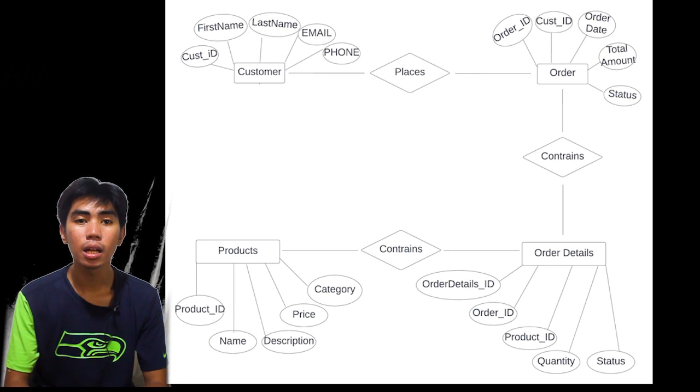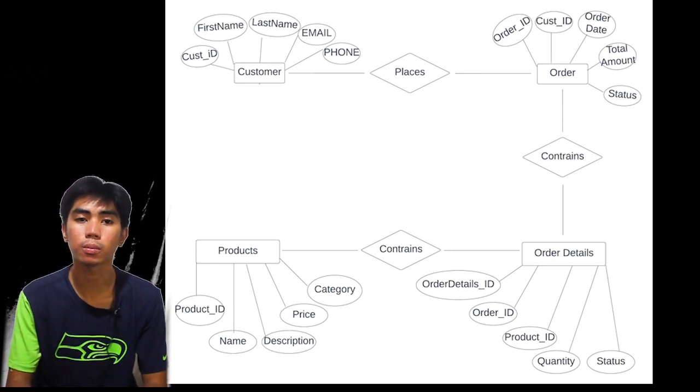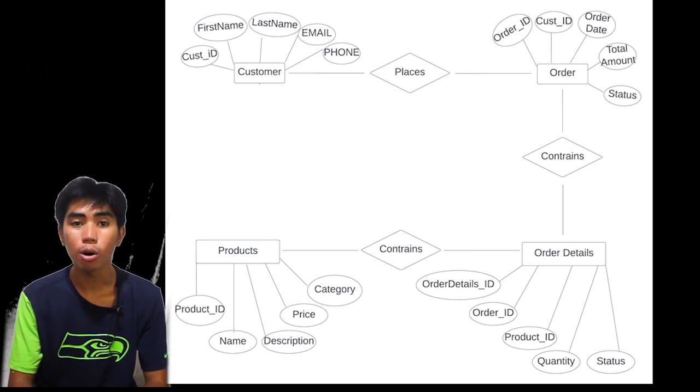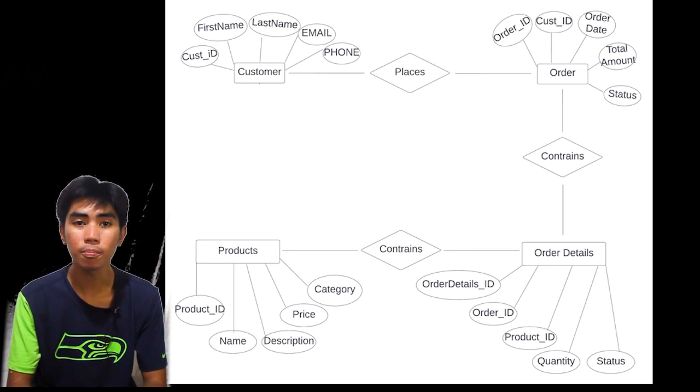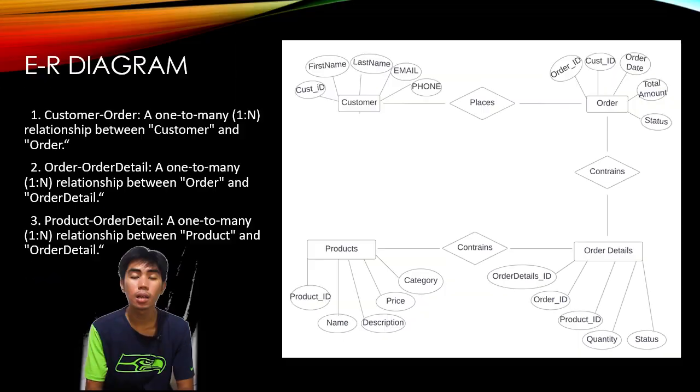Product represents the products table with attributes like product ID, name, description, price, and category. Order represents the orders table with attributes like order ID, customer ID as the foreign key, order date, total amount, and the status. Order detail represents the order details table with attributes like order detail ID, order ID as the foreign key, product ID also as the foreign key, quantity, and unit price.